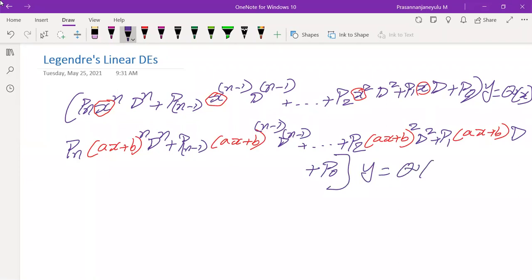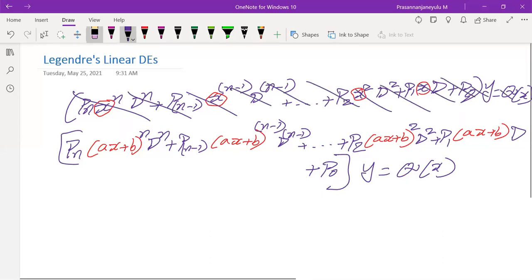the right hand side should be a function of x only. I just mentioned only the left hand side part. An equation in this form is said to be Legendre's linear differential equation. So this is just the Euler differential equation. I hope you understood why I have written the first equation.